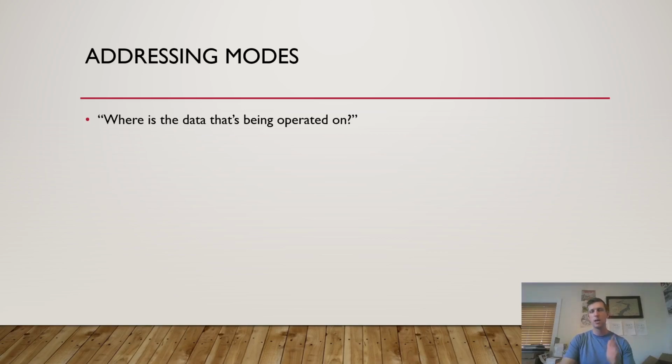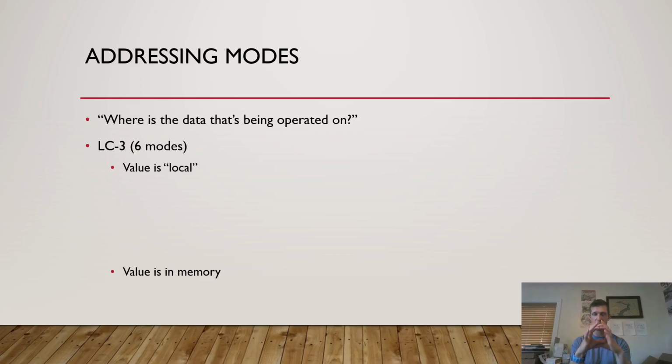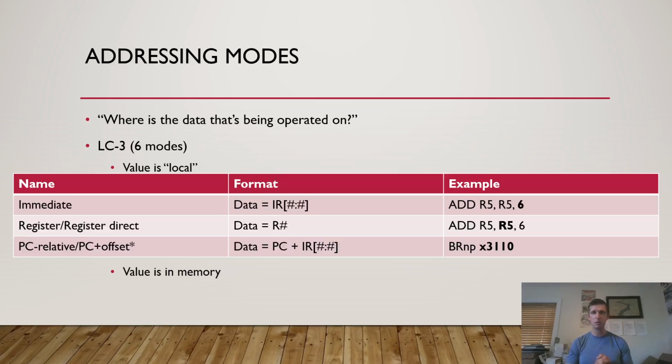So in the LC3, the book says 5. I say there are 6 addressing modes, and I'll show you why in a sec, which I group into effectively 2 categories. One is if the piece of data we're looking for is local, which to me means it's either in the instruction or it can be computed directly from the processor elements, versus if the value we're looking for is somewhere in memory. If the value is local, the book will say there are two addressing modes: immediate and register, also known as register direct.